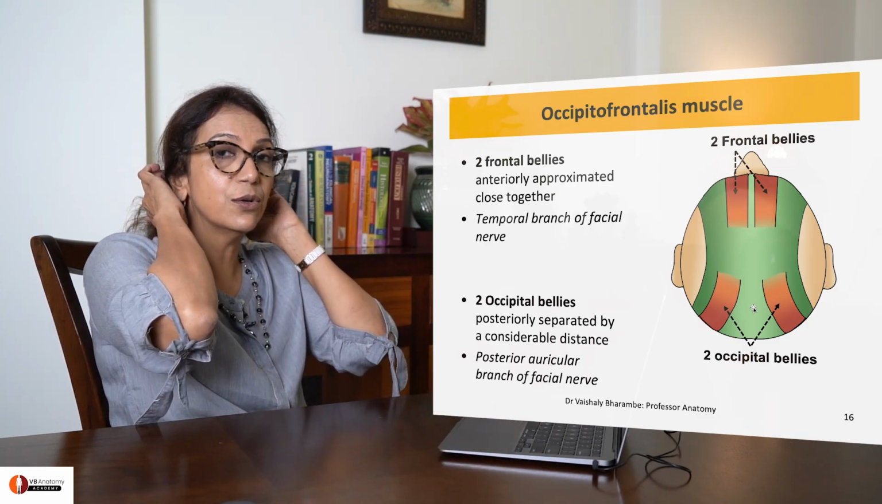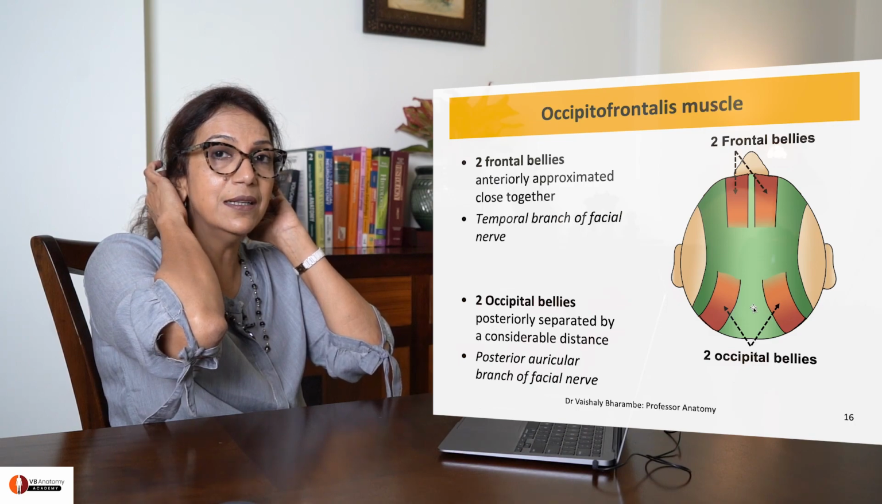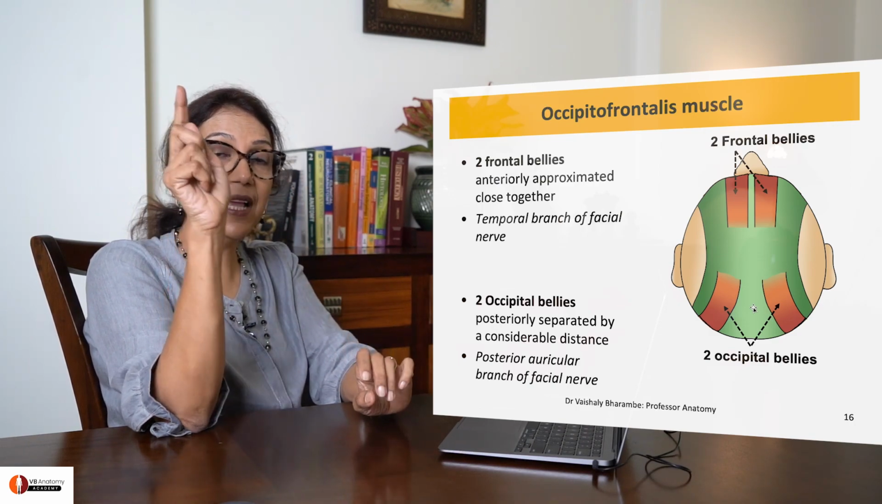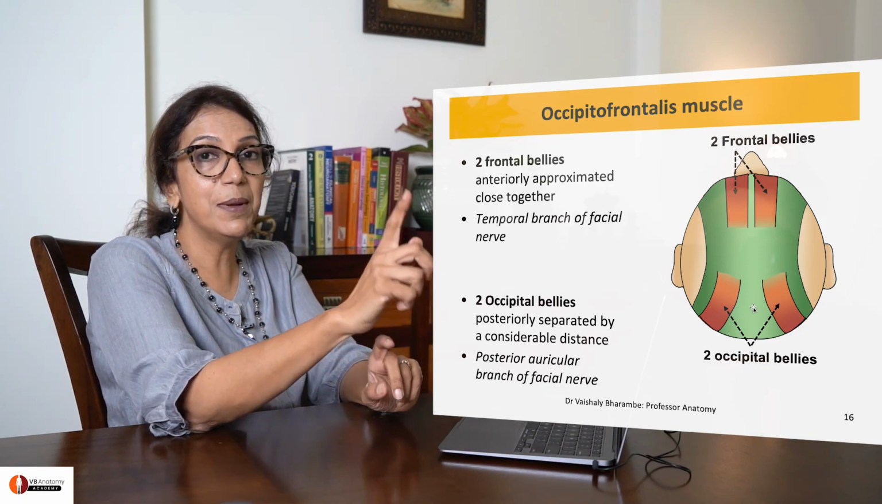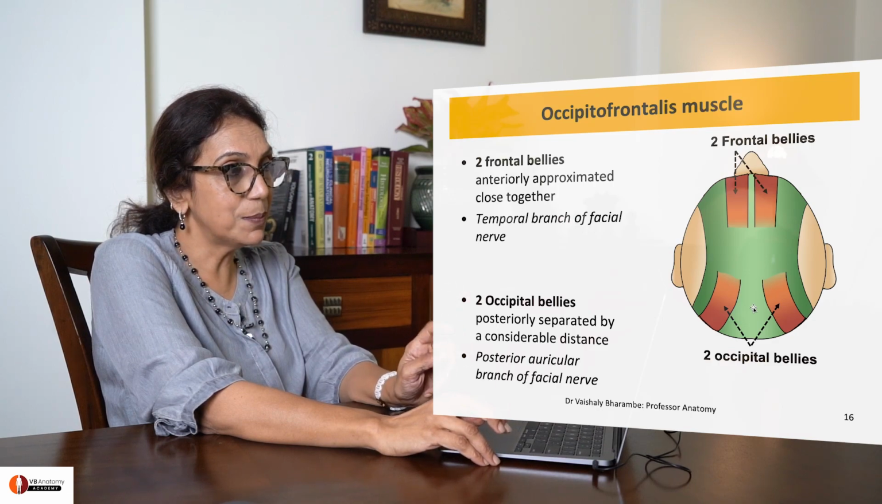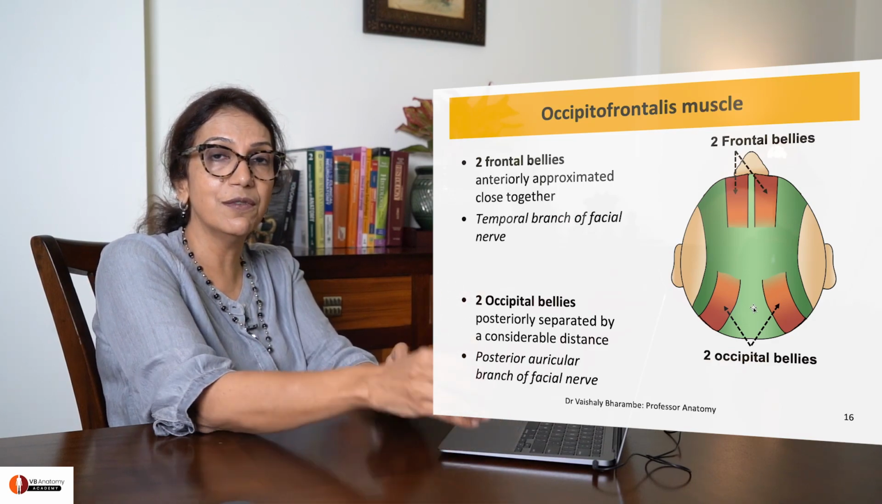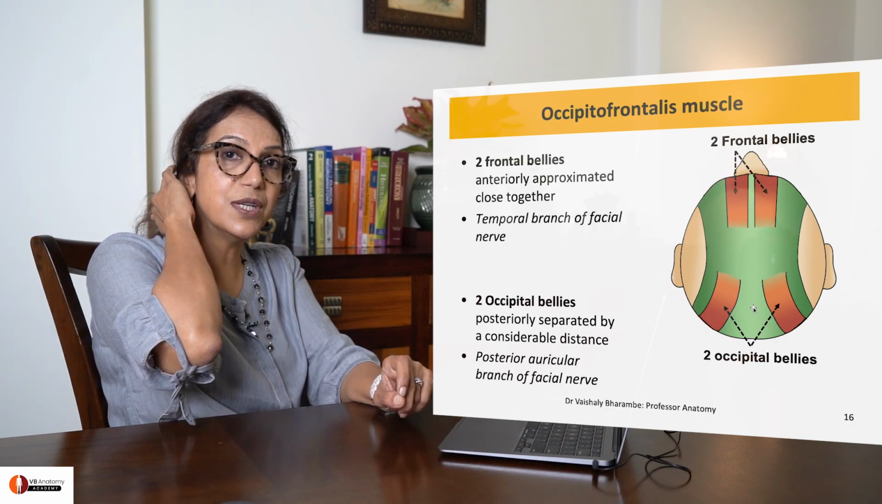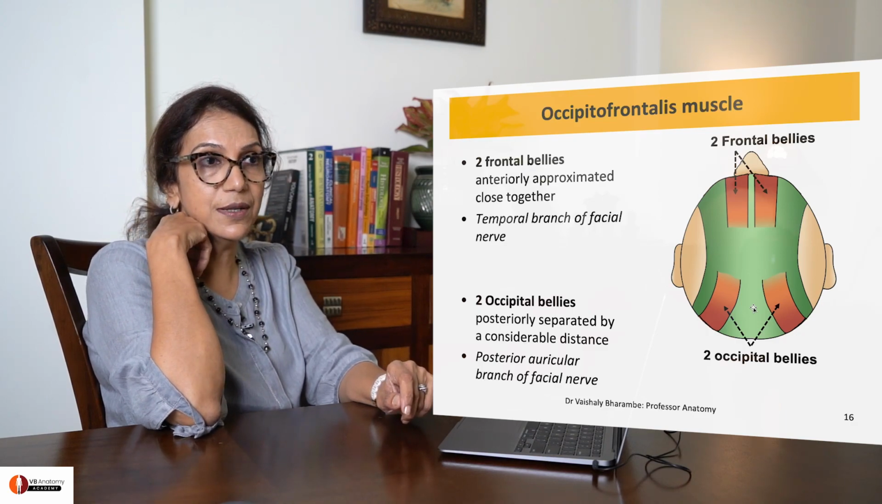Similarly, go to the occipital bellies. They're attached to the nuchal lines here, a little bit to the mastoid bone. Okay. However, see, they have a bony attachment. Frontal bellies do not have a bony attachment. As you can see, both are supplied by branches of facial nerve. Anteriorly, temporal branch of facial, posteriorly, posterior auricular branch of facial.